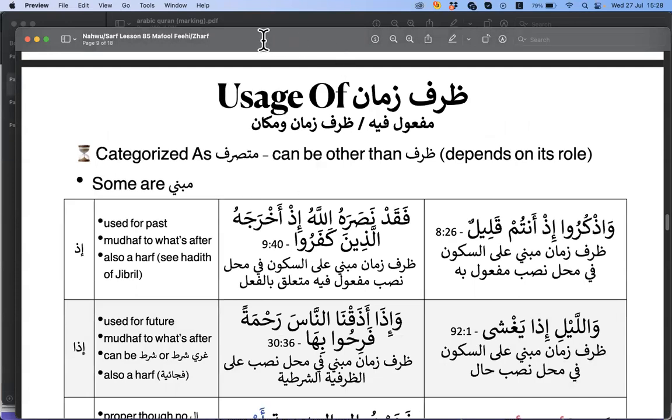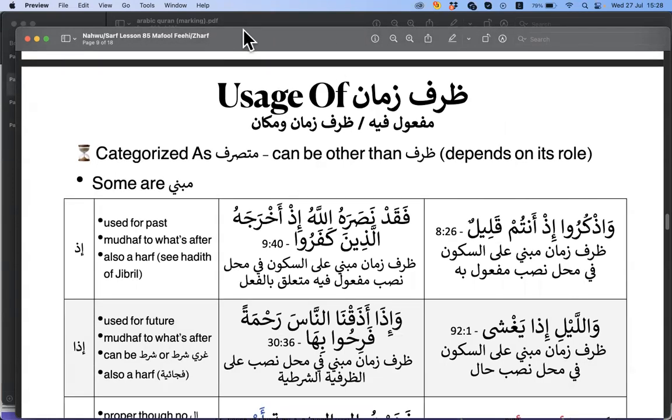So this word can be a maf'ul fihi here. Of course, it's always mabni, but it can also be other than maf'ul fihi. It can be a maf'ul bihi, especially when the word is like mention when. So you actually mention a story, and what are you mentioning? This is usually a story. Or sometimes the fi'il is not there and you start with the word.